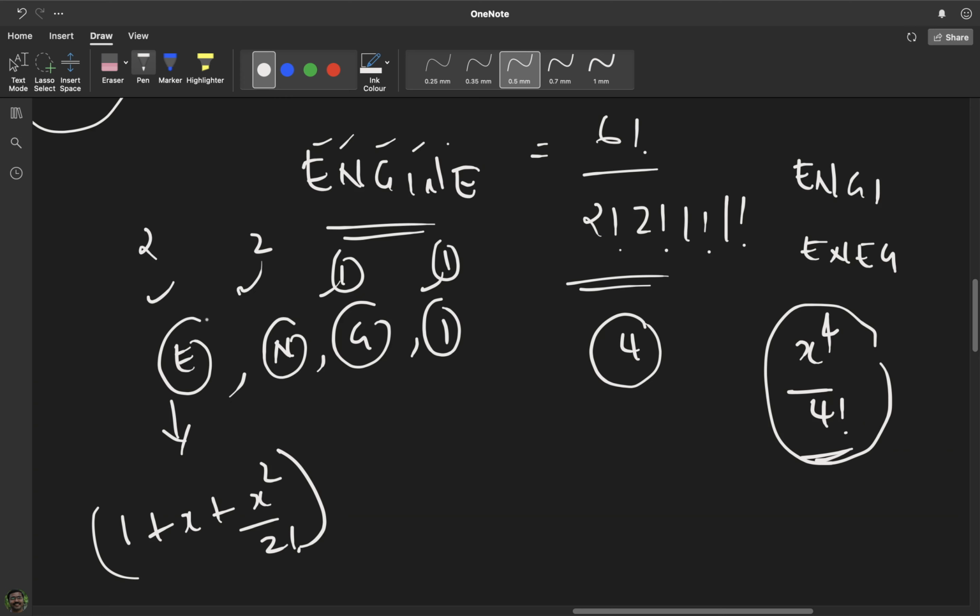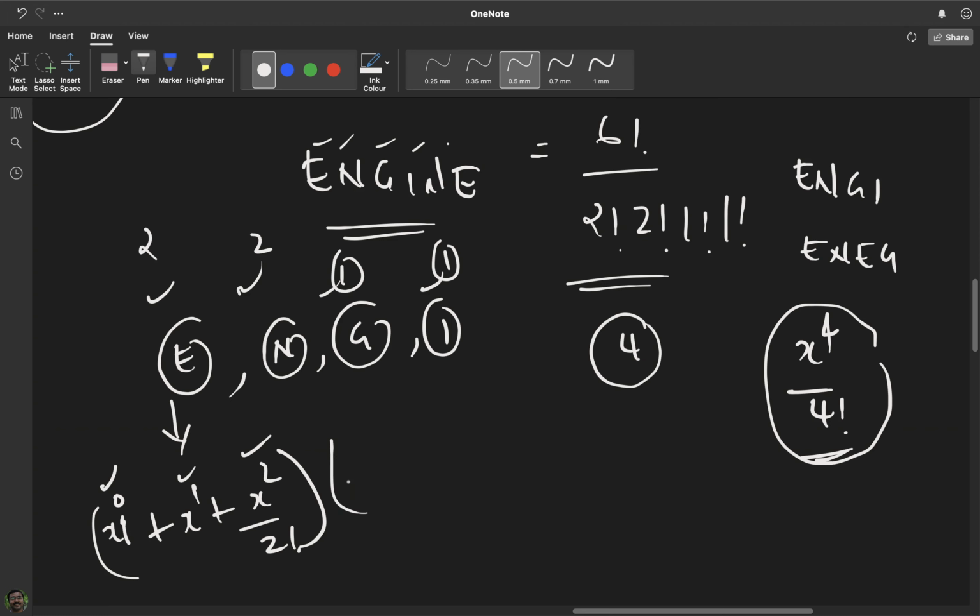If it was an ordinary generating function, we would just be taking 1 plus x square. But in the case of exponential generating function, you consider 1 plus x square by 2 factorial. So 1 means you are not taking any E's. x means you are taking only 1 E, because the power of x is 1. The power of 1 is actually x raised to 0, so you are taking no E's. x raised to 1 means you are taking 1 E. x raised to 2 means you are taking 2 E's. So if there were 3 E's, there would be a factor of x cube by 3 factorial.